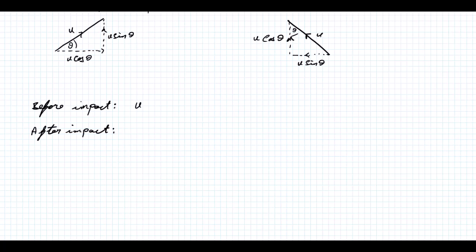The initial velocity of P is going to be u cos theta i plus u sine theta times j, and then afterwards the velocity of P is going to be, now we don't know what the component in the I direction is going to be, so I'm just going to call it A, and then we have u sine theta because the j component is not going to change.